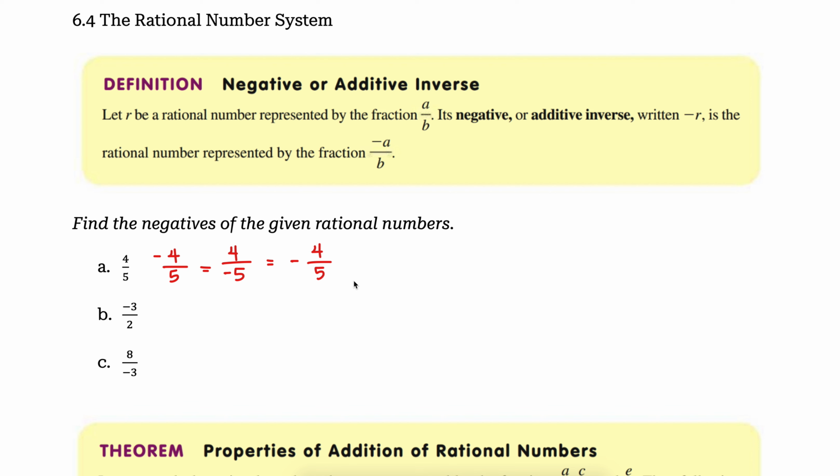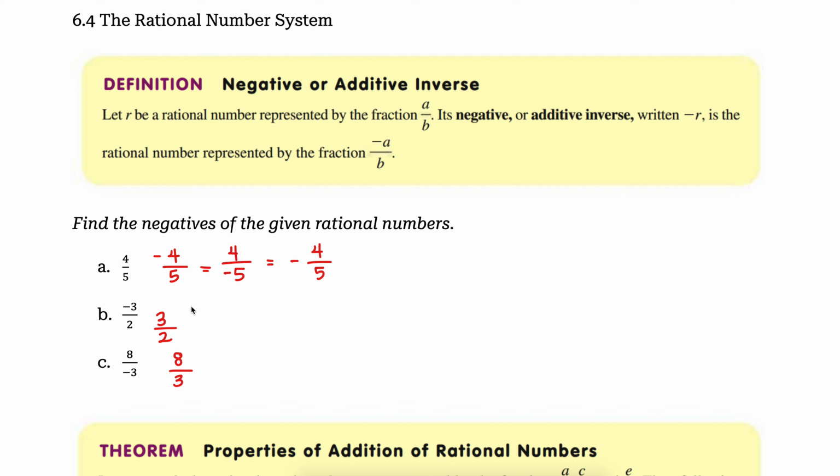Parts B and C are kind of highlighting this. We have negative 3/2. So the negative of this, or the opposite of this, would be positive 3/2. Sorry, that's written so low. And then the last one, negative 8/3. The negative, or the opposite of this, is positive 8/3.